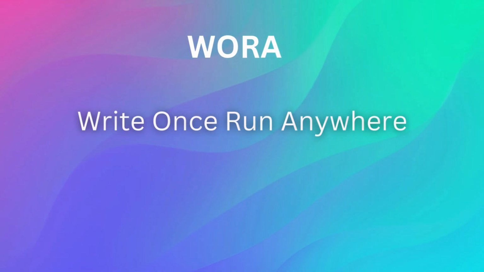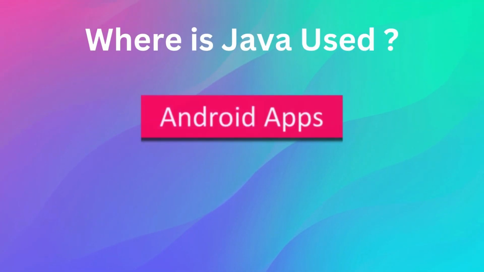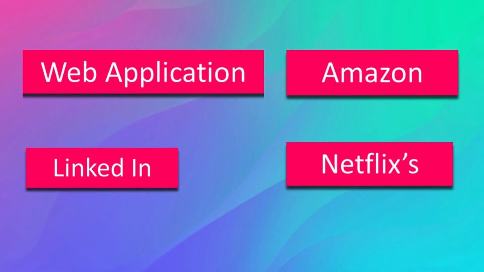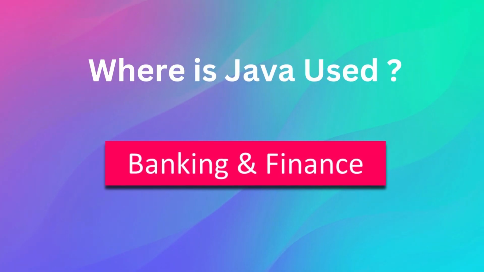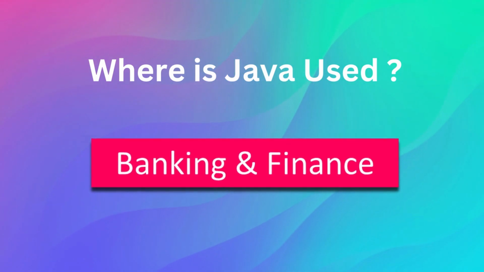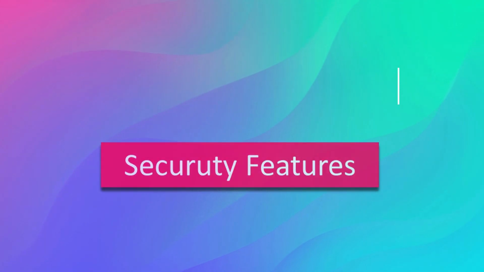So the next question is, where is Java used? Java is used in almost every industry. Here are some examples. Android apps. Most Android applications are built using Java. Web applications. Websites like Amazon, LinkedIn, and Netflix use Java to handle millions of users. Banking and finance. Java is widely used in banking applications because of its security features.